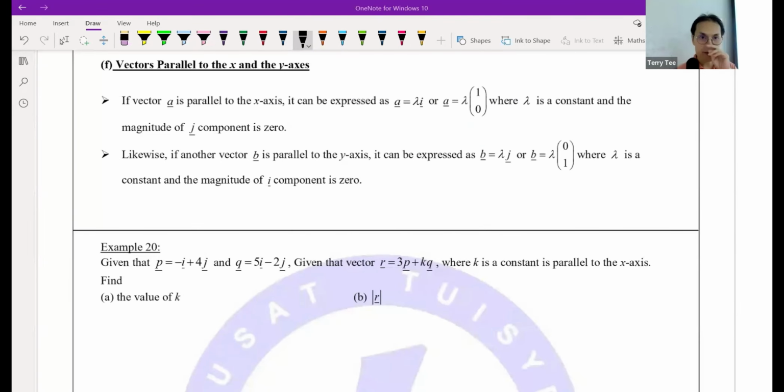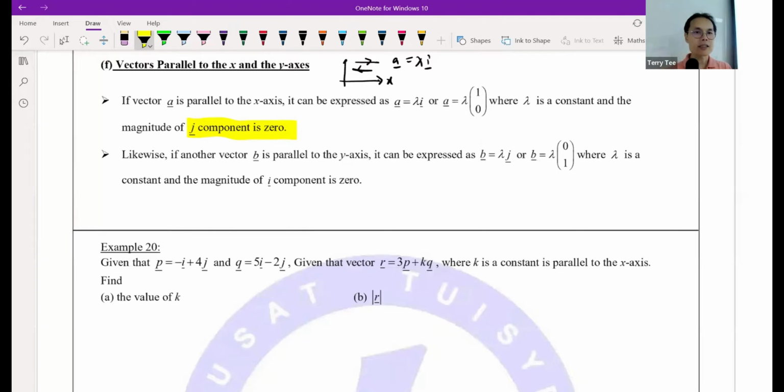When the vector is parallel to x-axis, it can be expressed in terms of i only. For example, when the line is parallel to x-axis, it can only go right or left. So that vector is a multiple of i. Your lambda, the multiple, can be positive, can be negative. Even if it goes to the left, it is still parallel to x-axis. But the most important thing is that the j component is 0. It doesn't go up or down, it just goes left or right.